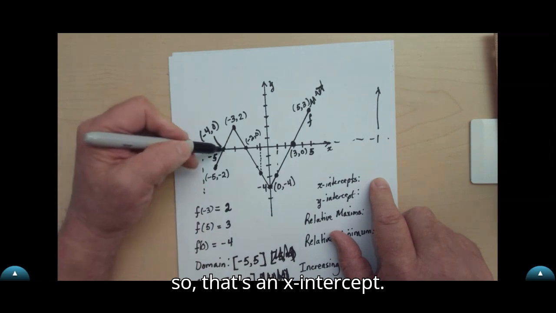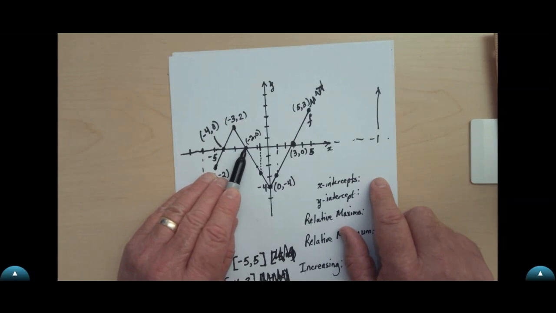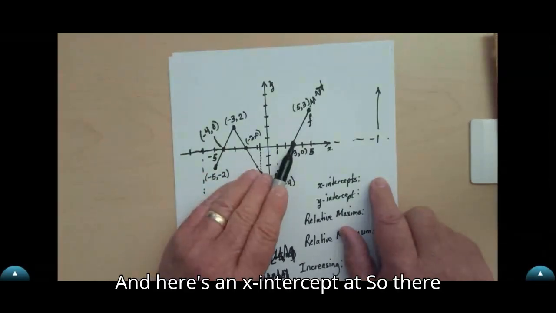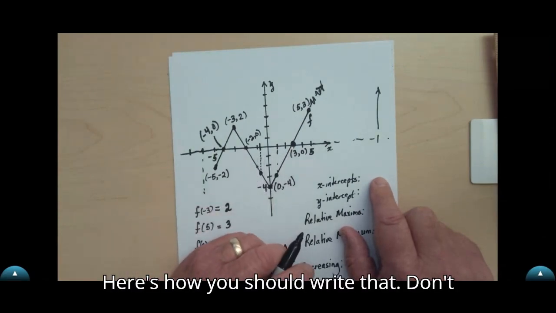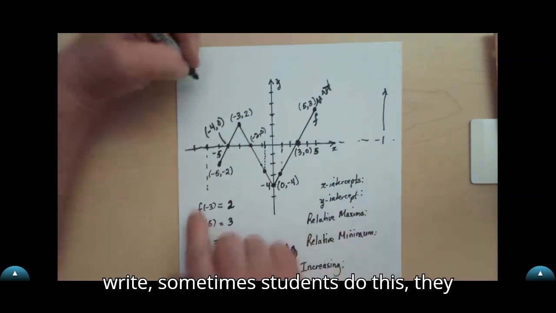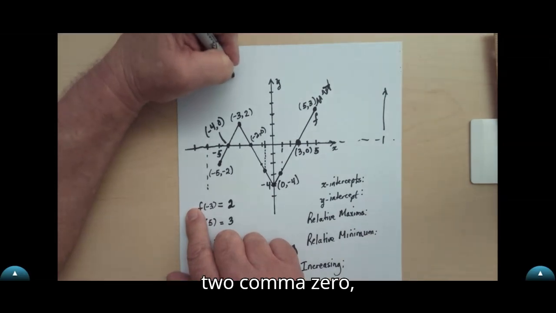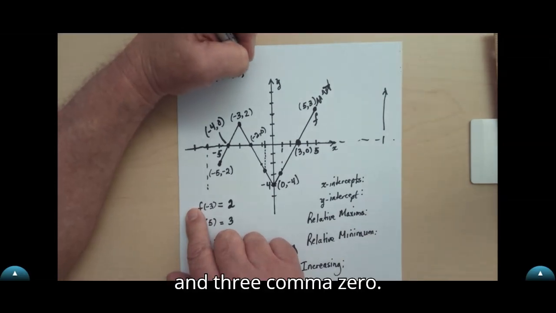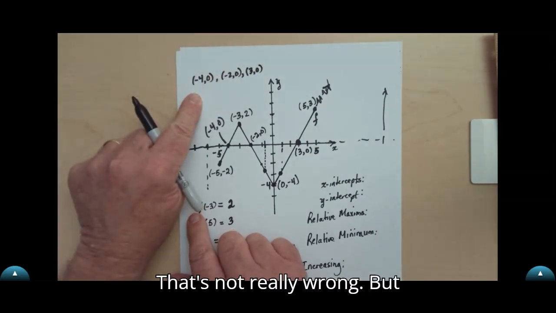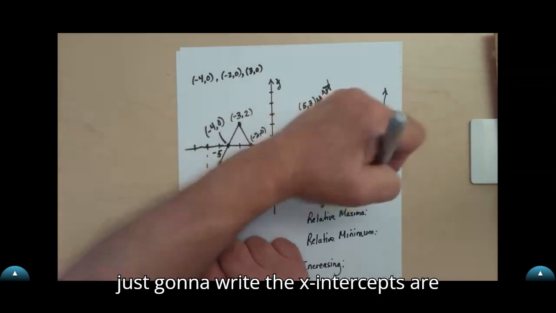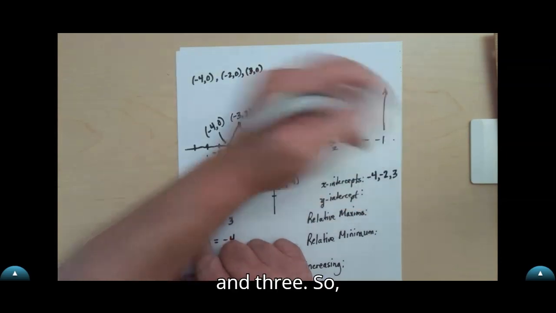And so that's an x-intercept. Here's an x-intercept at -2, 0, and here's an x-intercept at 3, 0. So there are 3 different x-intercepts here. Here's how you should write that. Sometimes students do this. They say, okay, the x-intercepts are -4, 0, -2, 0, and 3, 0. That's not really wrong, but that's not how we want to write it. We're just going to write the x-intercepts are -4, -2, and 3.